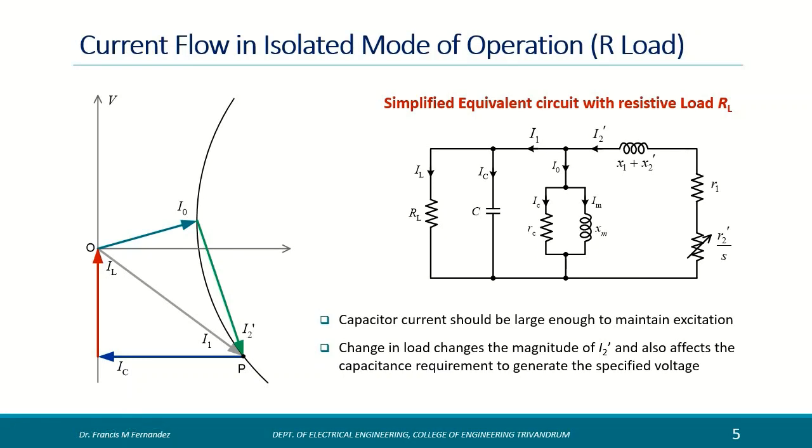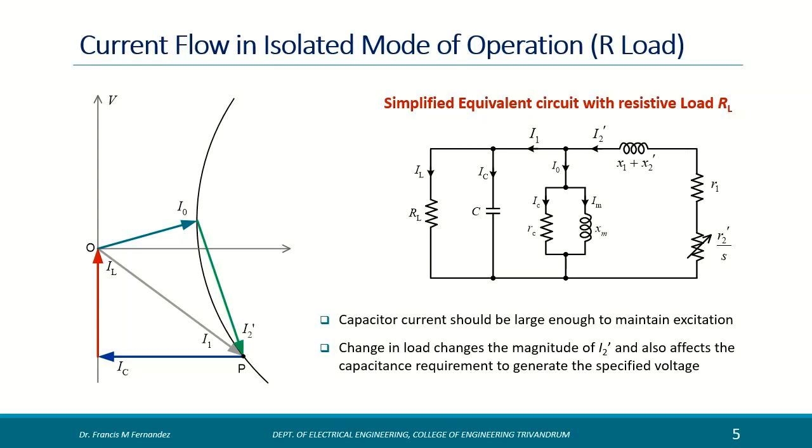Isolated mode of operation in induction generator is a bit complicated. With the help of an equivalent circuit, we shall try to explain the current flow associated with an induction generator connected to a resistive load. From the equivalent circuit, the sum of the load current IL and the capacitor current IC will be equal to the sum of the magnetizing current I0 and the rotor side current I2 dash on the other side.